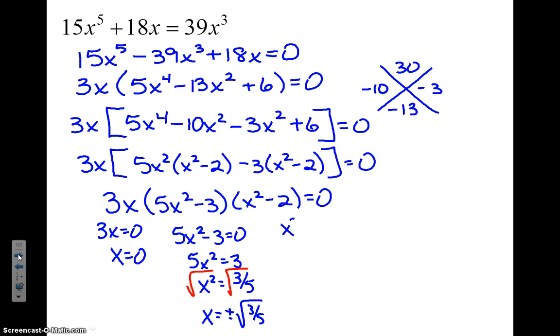Final one here, if x squared minus 2 equals 0, and I solve for that, I add 2 to both sides, x squared would equal 2. I take the square root once again of both sides and get x equals plus or minus the square root of 2. And you can see there, because of the plus and minus values on those second parts, that there are a total of 5 solutions.